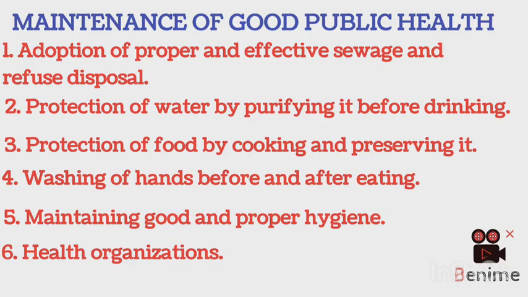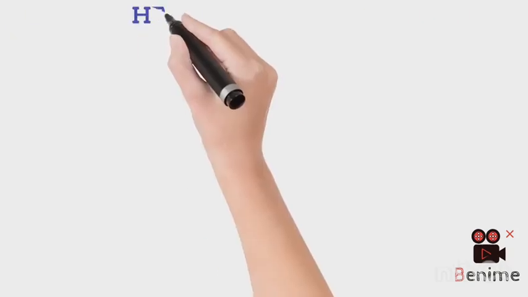Then number 6, health organizations. Health organizations are firms, companies, organizations that deal with the health of the public. So these are ways we can maintain good public health. And let's look at this health organization.